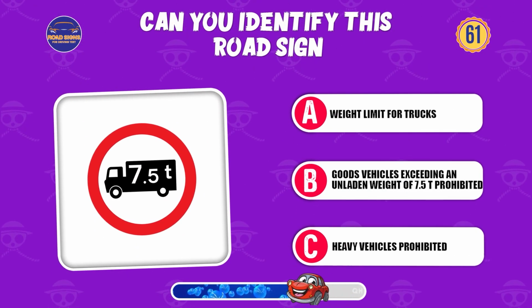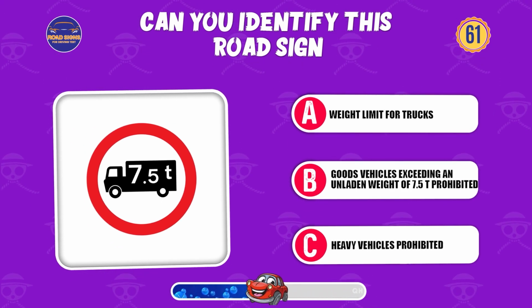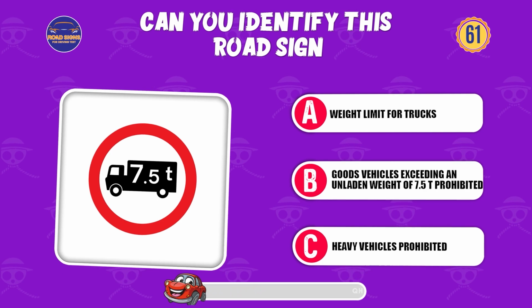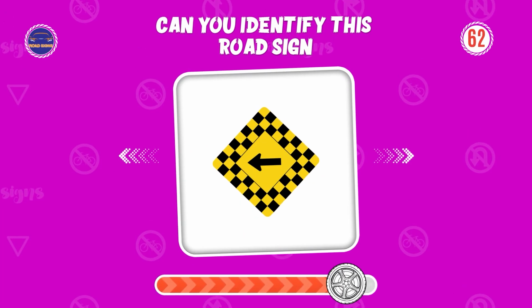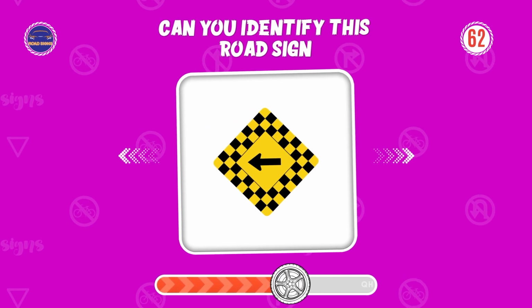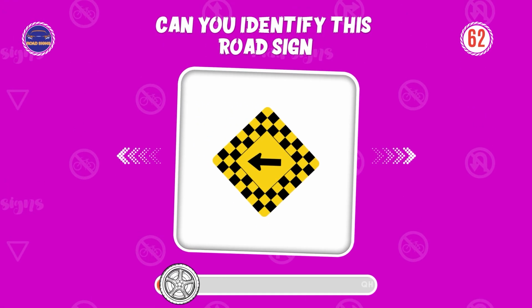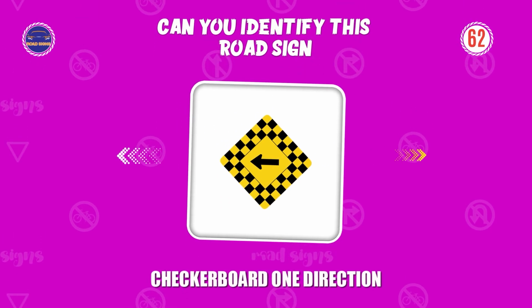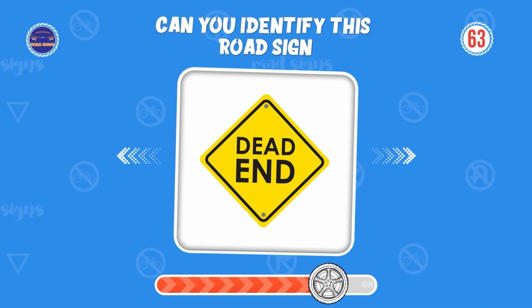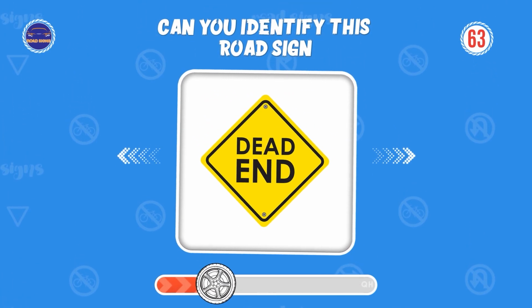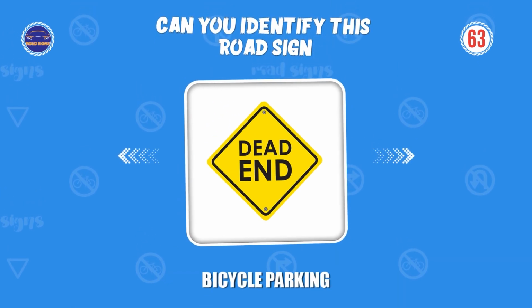Question 61. What does this road sign mean? B. Question 62. Can you identify this road sign? C. Checkerboard one direction. Question 63. What does this road sign indicate? Bicycle parking.